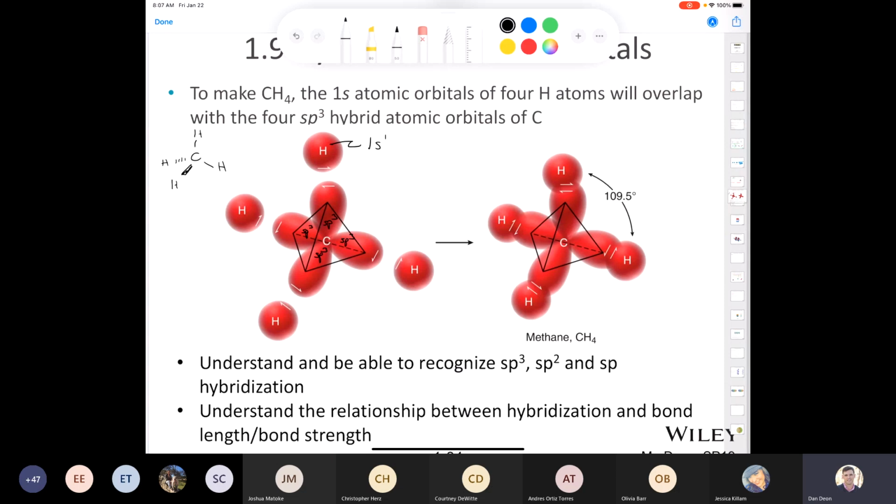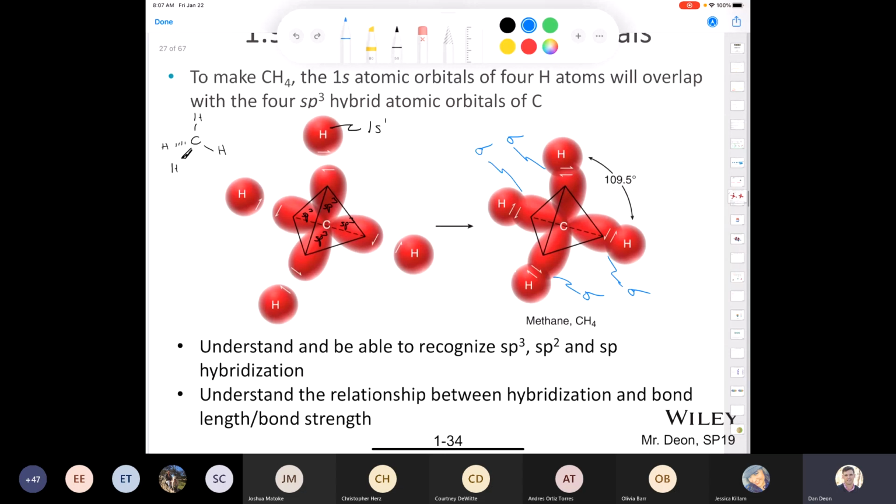So again, we know that a sigma bond is made from the sharing of 2 electrons, isn't it? This is a sigma bond, this is a sigma bond, this is a sigma bond, and this is a sigma bond. Each one of these 4 bonds is the sharing of 2 electrons. Well, where do those 2 electrons come from? We get 1 electron from the hydrogen and 1 electron from the carbon for each one of those bonds.